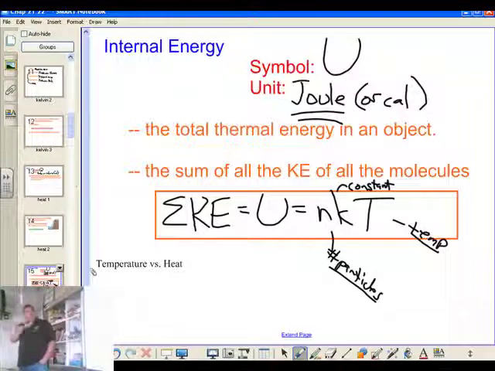Okay, but it's the number of particles times this proportionality constant, which is called the Boltzmann constant. It's just like the universal gravitational constant. It's a constant that basically allows us to turn temperature into energy.